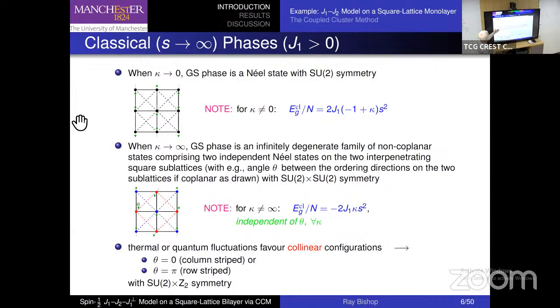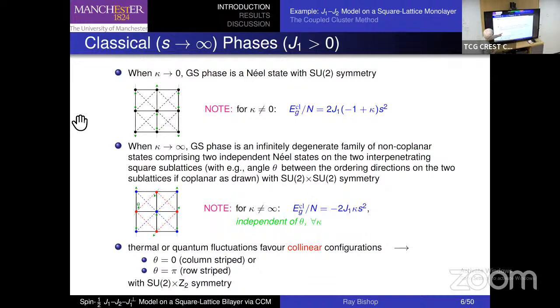The converse, when kappa goes to infinity, or when J1 goes to 0, what happens is that the spins on the blue squares want to be anti-parallel, and the ones on the red squares want to be anti-parallel. These guys don't talk to each other, so they can be aligned with respect to each other. I've put an angle theta between the spins on the blue and the spins on the red. And it's very easy to see that in that case, the J1 bonds do not contribute at all.